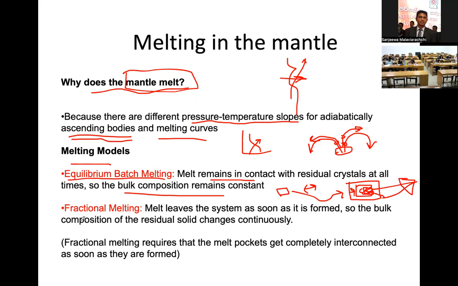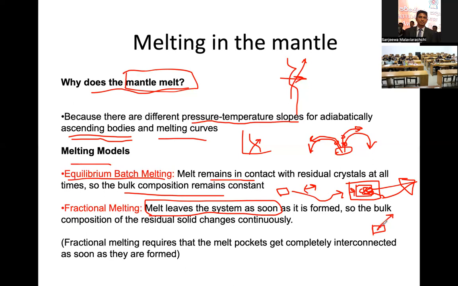And in fractional melting, the other type of melting, it's entirely different. The melt leaves the system as soon as it was formed. So that means the unmelted solid is there. As soon as the melt is generated, it will just go out, right? So nothing will remain there to be in equilibrium with the solid. In this case, a single drop cannot move as a melt, right?